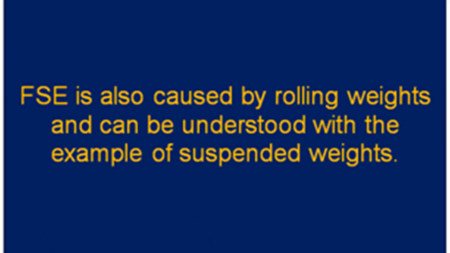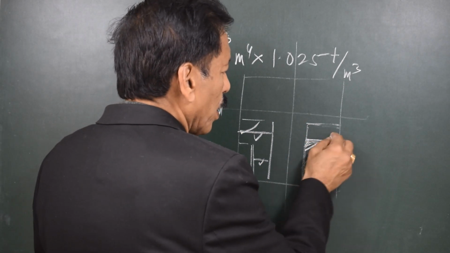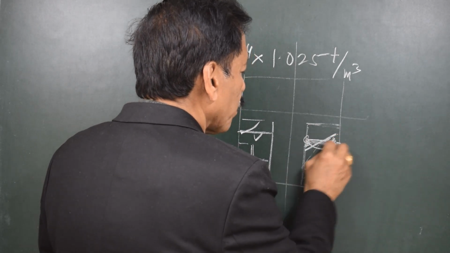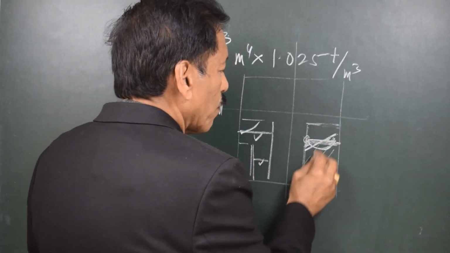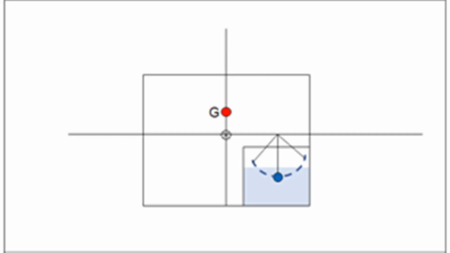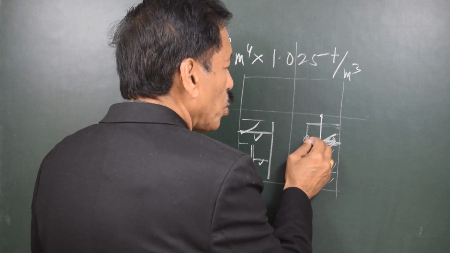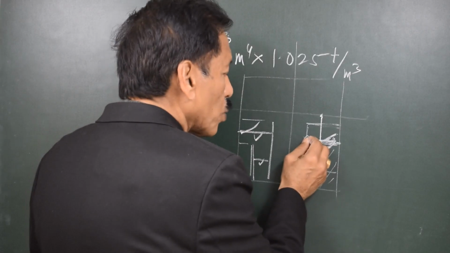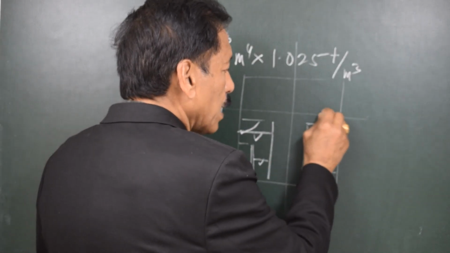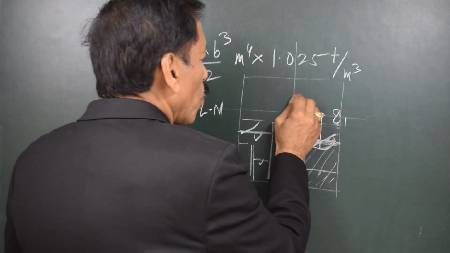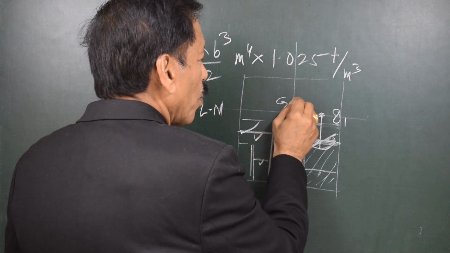One of the ways to understand the free surface effect is that this particular wedge which moves to and fro can be considered as a pendulum going to and fro, as if the pendulum is suspended at this point. The weight of the wedge can be assumed neither over here, nor over here, but the weight of the moving wedge can be considered at this point.